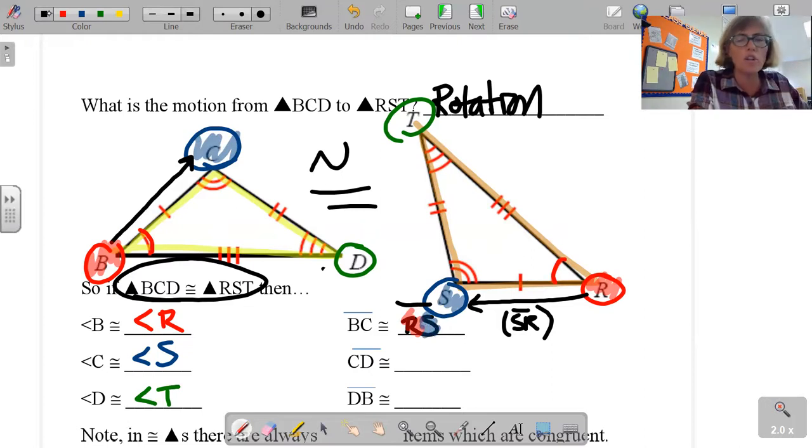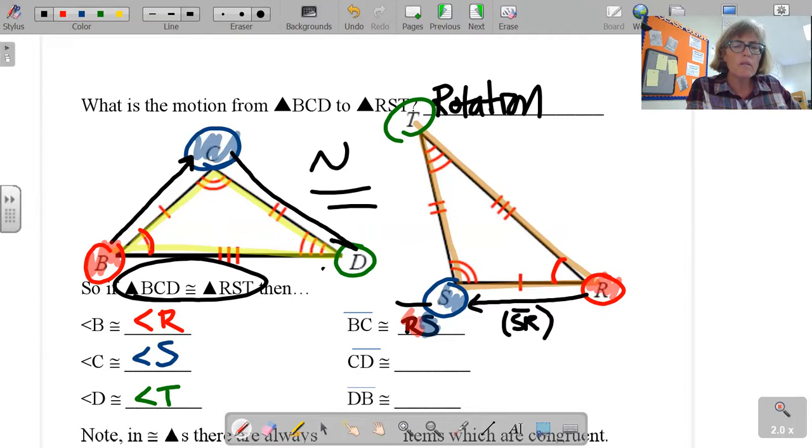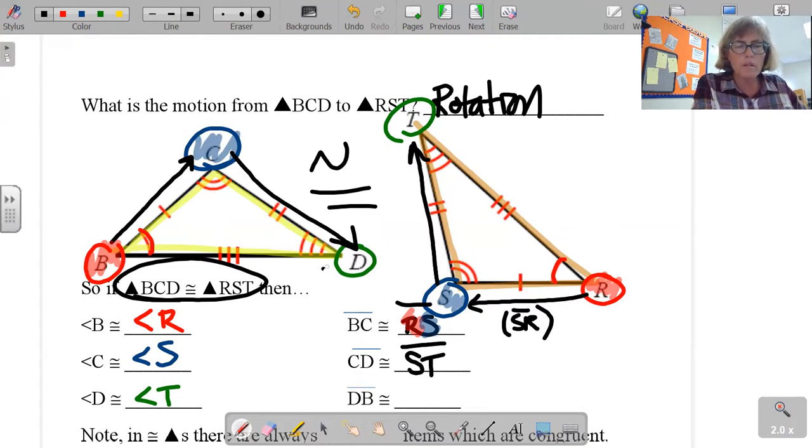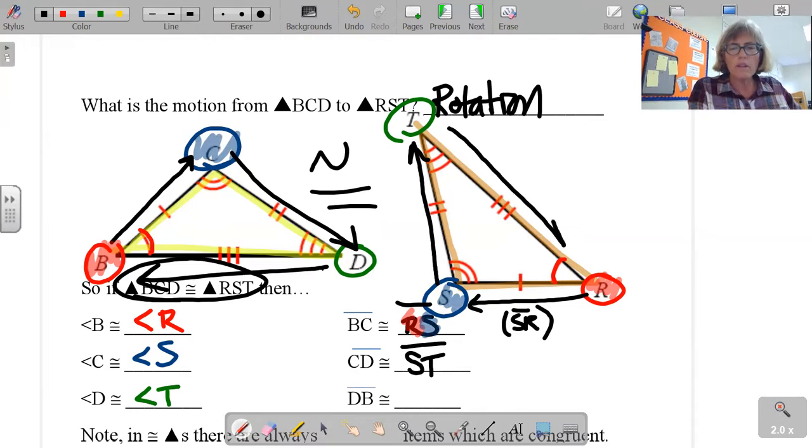Knowing that, let's finish the rest. CD, we're going from double to triple, is S to T, double to triple. Last one, DB, triple back to single, is TR, of course, triple back to single.